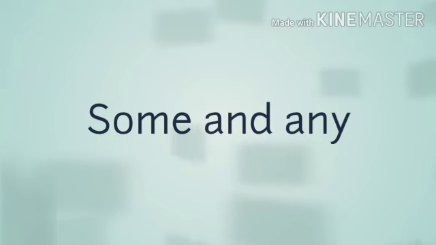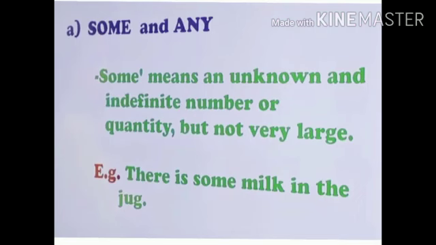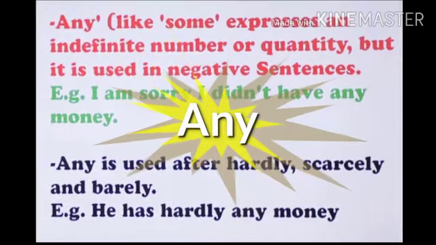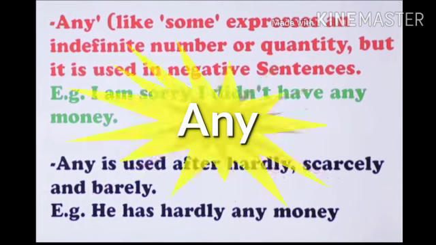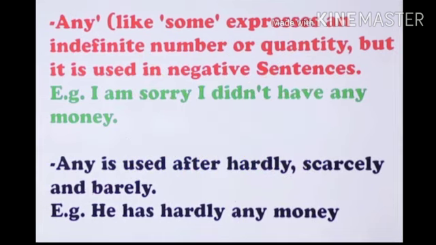So, let's discuss that. Some means an unknown and indefinite number or quantity, but not very large. For example, there is some milk in the jug. Next is any. Just like some, it expresses an indefinite number or quantity, but it is used in negative sentences. For example, I'm sorry, I didn't have any money. Any is also used after hardly, scarcely, and barely. For example, he has hardly any money.